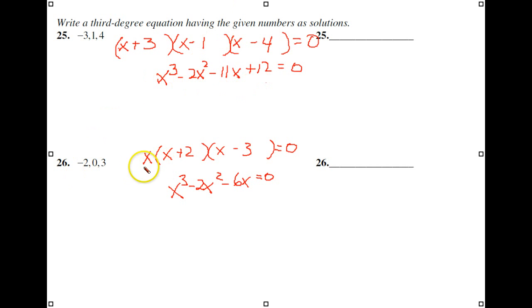And then here, again, since one of them is 0, we're just going to have an x out there. That's the one that's 0. We're going to FOIL this, and then multiply through by x, and that'll wrap this up. So again, a lot of stuff going on here, and deepening your knowledge of math.